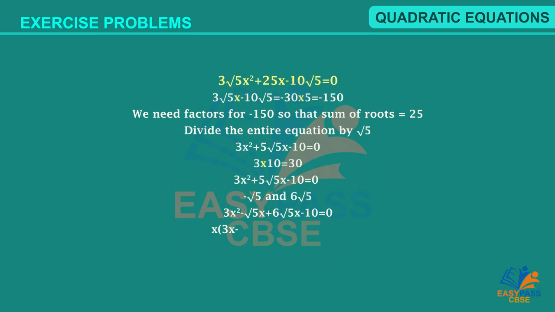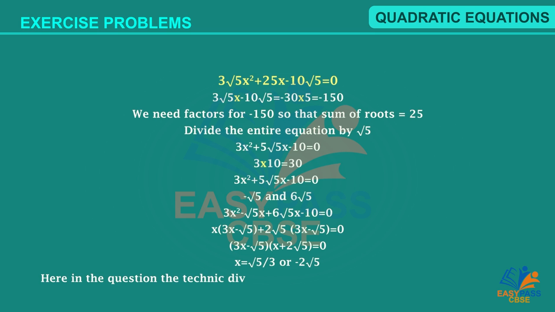Take x common from the first two terms: x times 3x minus root 5. Take 2 root 5 common from the third and fourth: we have 2 root 5 times 3x minus root 5. So we have 3x minus root 5 times x plus 2 root 5 is equal to 0. Therefore, we have x is equal to root 5 by 3 or minus 2 root 5. So in the above question, the technique is just to divide both sides by root 5 to simplify the equation.